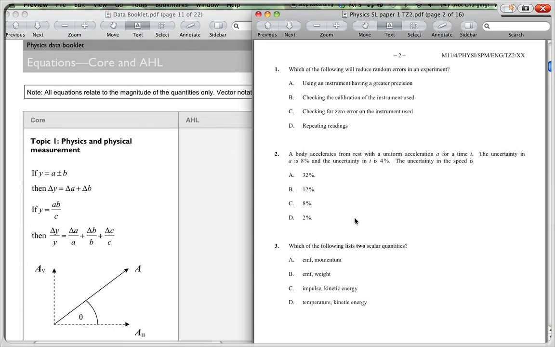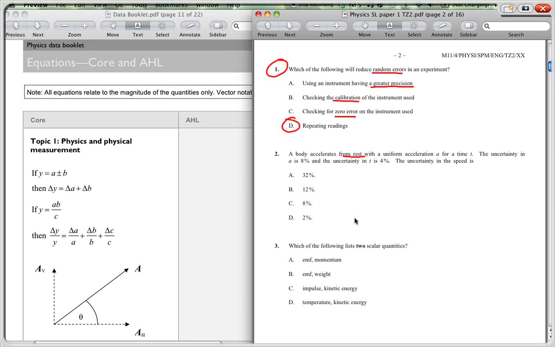Okay, so question 1. Which of the following will reduce random errors in an experiment? I hope you all can get this. All of these are looking at systematic error: checking for the zero, checking calibration, greater precision. These are all looking more at the systematic error, but D, the repeated values, will reduce the random errors. So 1D is correct.